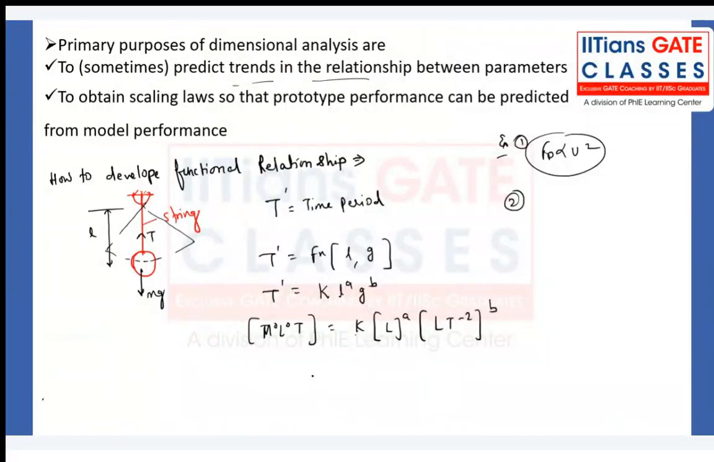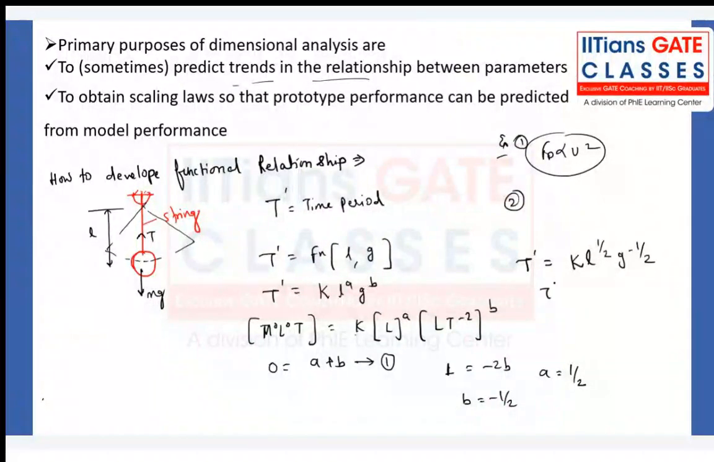Now you try to equate the coefficients of M, L and T. What will you get? 0 is equal to what? A plus B. That is the coefficient of L. What is the coefficient of T? 1, that is minus 2B. So B will be minus 1 by 2, and A will be 1 by 2. So the time period will depend on L to the power 1 by 2, G to the power minus 1 by 2. So T dash will be K times under root L by G.